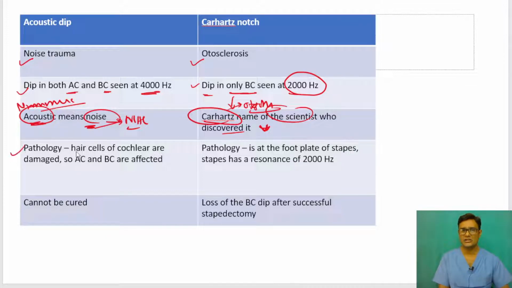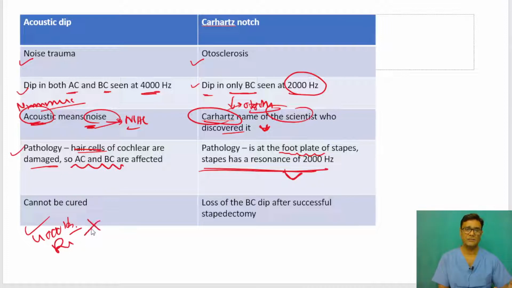What is the pathology here? As we said, the hair cells of the cochlea are getting affected, because that is a common pathway. Both air conduction and bone conduction are getting affected. In the other, there is otospongiotic bone on the footplate of the stapes. The stapes has a resonance of 2000 hertz, so there is a dip only in bone conduction. Can this 4000 hertz dip be reversed? It is not possible to reverse. Can this bone conduction dip be reversed? Yes, it can be reversed after a successful stapedectomy.